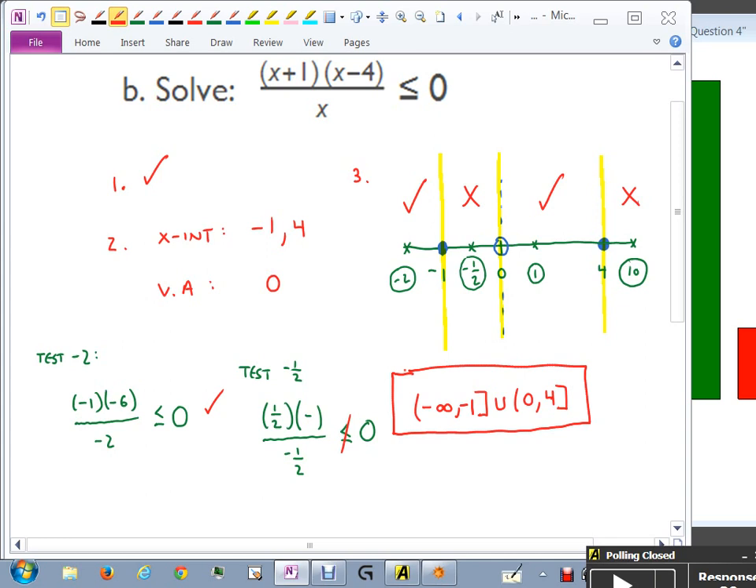If you had a hole, you would cancel it in the beginning, and you would not include it on your number line. Okay? Well, hold on. Take that back. You would treat it like a vertical, because you can't be defined there, because you get 0 over 0. So you would include it on your number line.